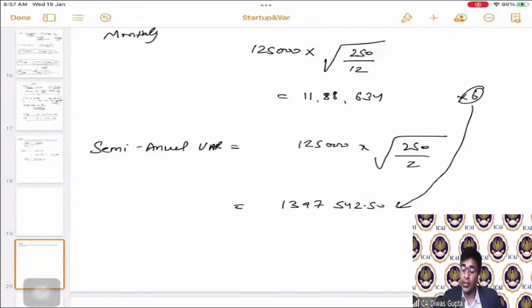Students, please note, don't think that we can just multiply the monthly VaR by 6 and arrive at the semi-annual VaR. No, that's not the right approach. Why? Because it's not directly proportional to time. It's under root of time. Correct? We have studied the derivation as well. So using that only we are saying, because the variance has to be multiplied with the number of days to arrive at the standard deviation, not the standard deviation itself. Okay.